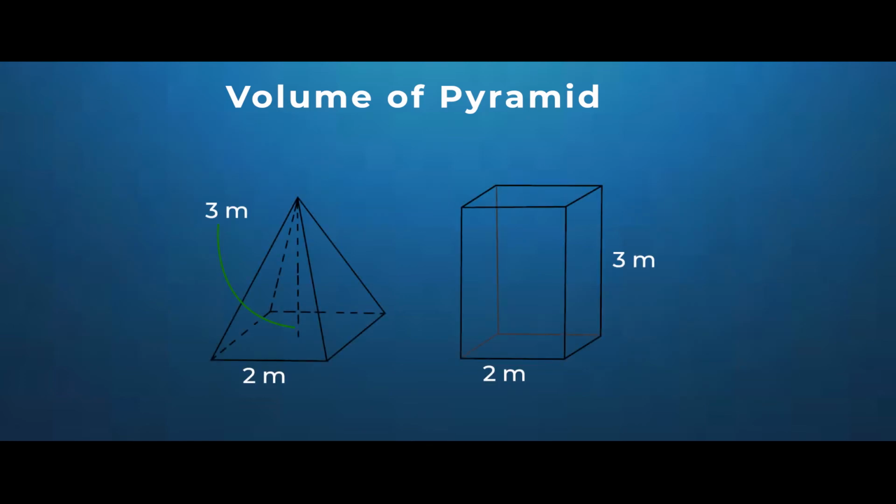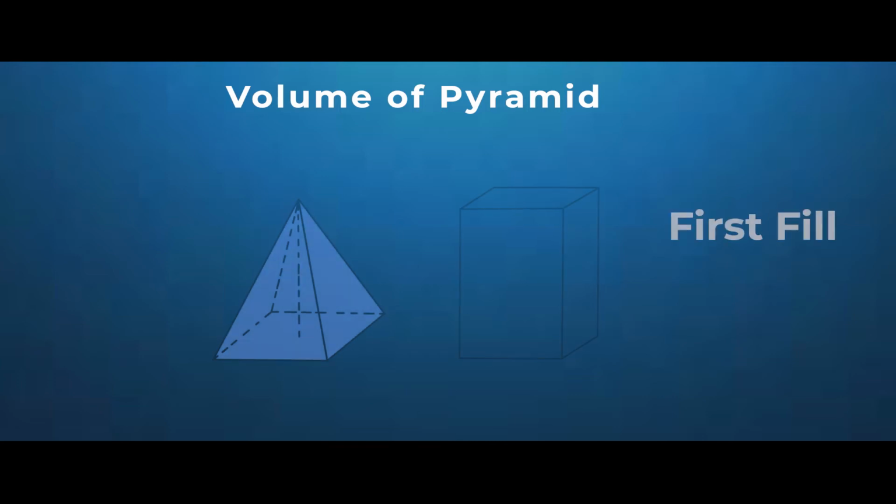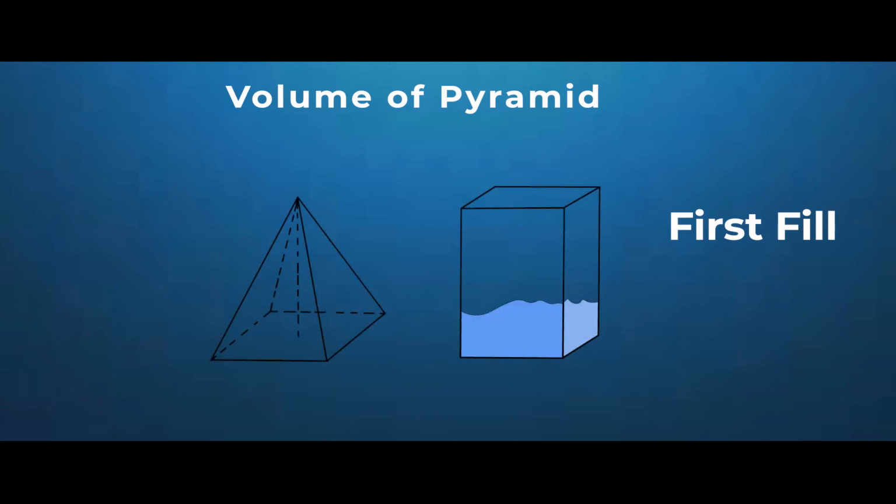Now to understand the concept of calculating volume of pyramid, let's conduct an experiment. In this experiment, we need 2 containers with different 3D shapes. One with square-based pyramid and other one is a square-based prism container. But the containers should have same base area and height. Now let's fill the square-based prism container with water using the square base pyramid. Let's see what happens. In the first fill, the square base prism is not full.